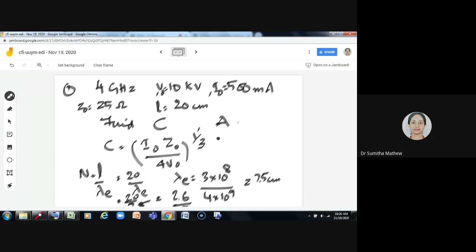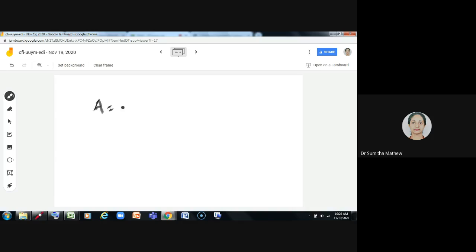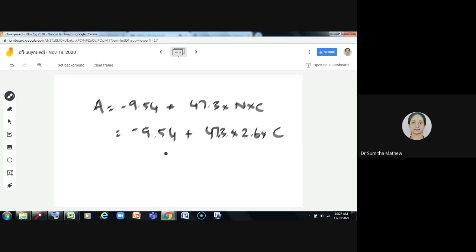So you can easily calculate the A value. A is equal to minus 9.54 plus 47.3 into N into C. C you have already found out, N you just now got. So this is minus 9.54 plus 47.3 into 2.6 into C. What is C? You might have got it earlier. Substitute that value and you will get the answer. Find it out. That is a question which has been asked previously in your exam. That's why I discussed it here.